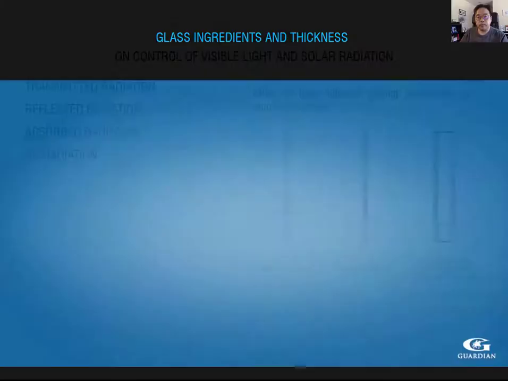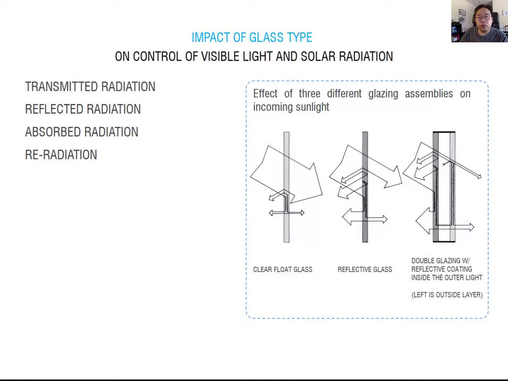So next topic, you can find out the impact of glass type. Let's look at the glazing assemblies and the incoming sunlight. There are three typical types, which are clear float glass, refractive glass, and double glazing system. So you can see here the clear float glass, refracted glass, and double glazing system. When you consider your glazing performance, you have to consider transmitted radiation, refracted radiation, absorbed radiation, and re-radiation. So you can compare these three different types.